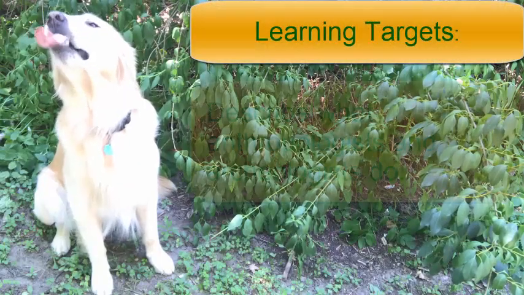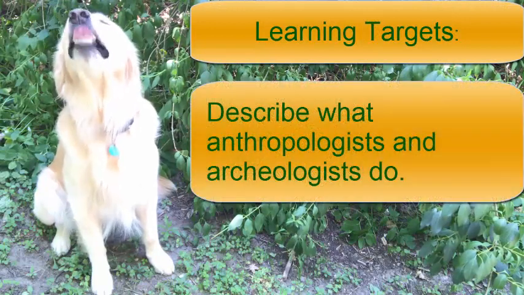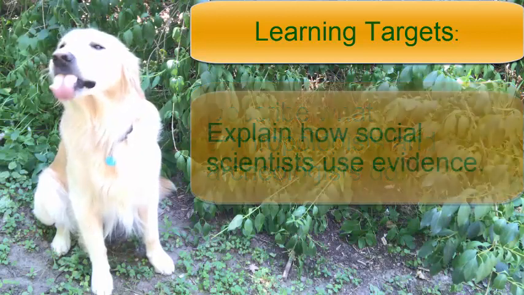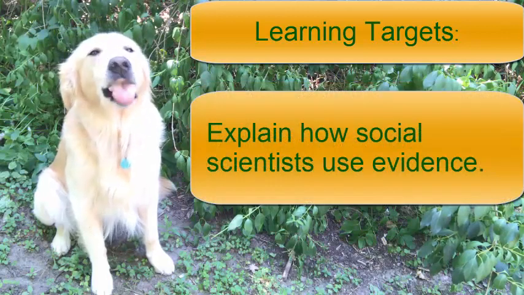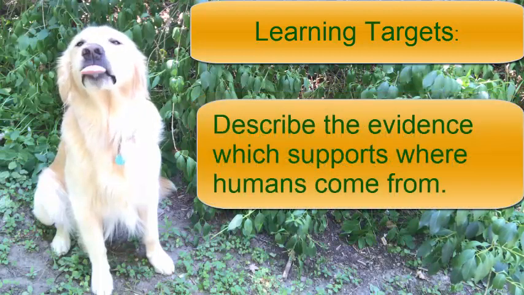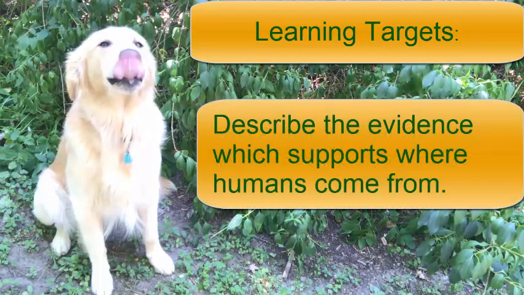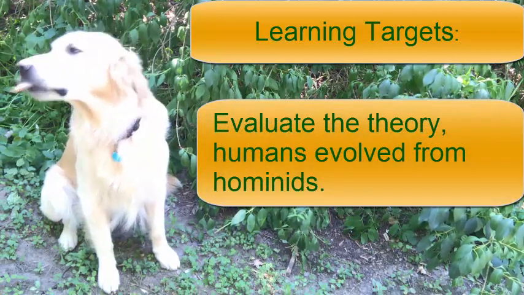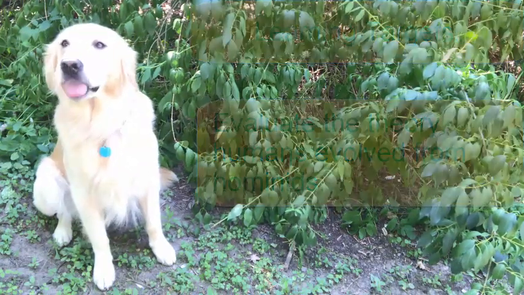Learning targets for this refocus: describe what anthropologists and archaeologists do. Explain how social scientists use evidence. Describe the evidence which supports where humans come from. Evaluate the theory humans evolved from hominids.